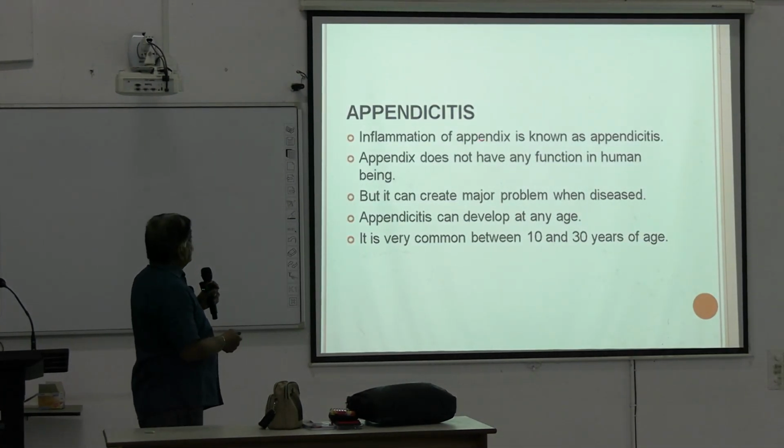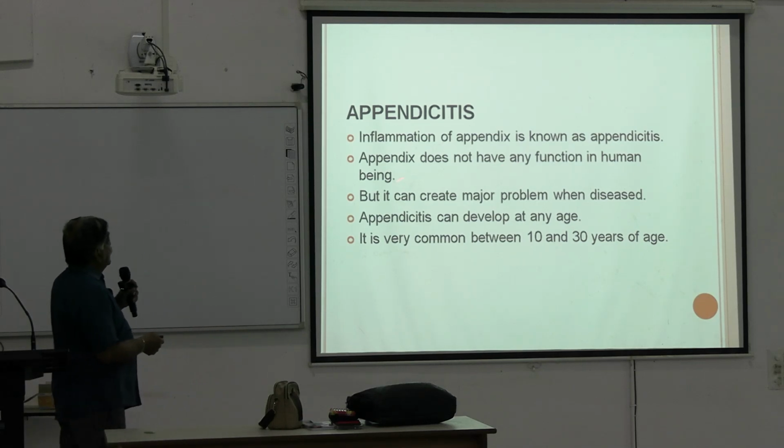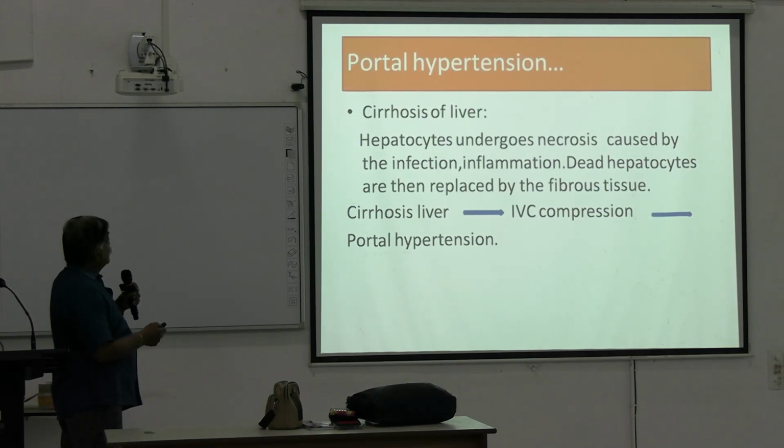Next. Appendicitis, inflammation of appendix is known as appendicitis. The appendix does not have any function in human beings, but it can create major problems when diseased. Appendicitis can develop at any age. It is very common between 10 to 30 years of age. Next. Now, cirrhosis of liver. Hepatocytes undergo necrosis caused by the inflammation. Dead hepatocytes are then replaced by fibrous tissue, cirrhosis of liver, IVC compression, and portal hypertension. These are the causes of portal hypertension.